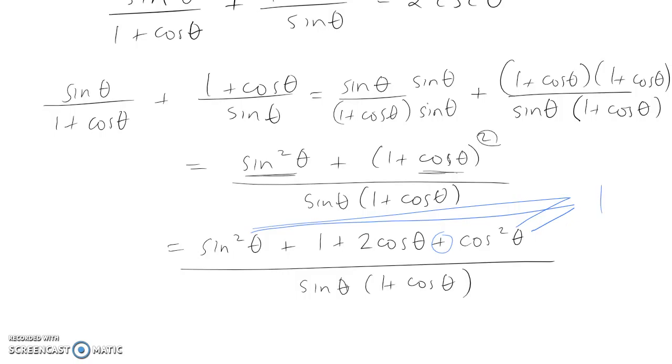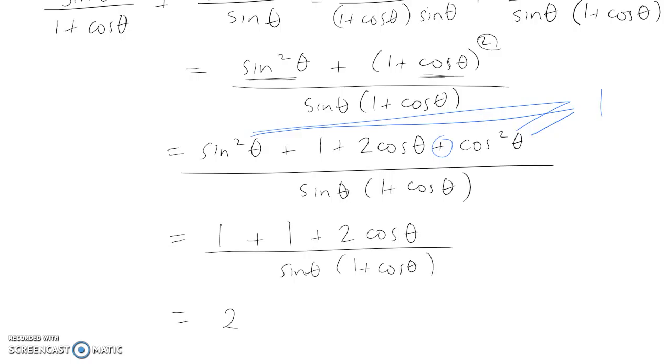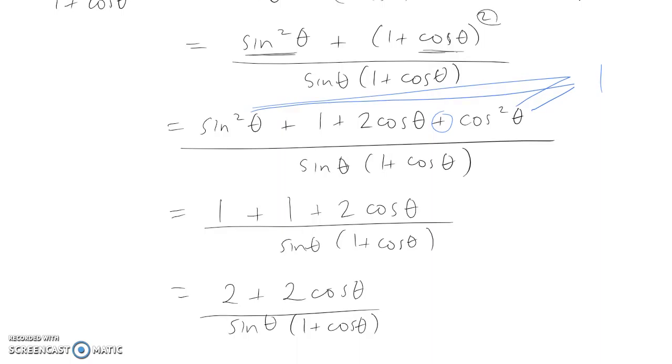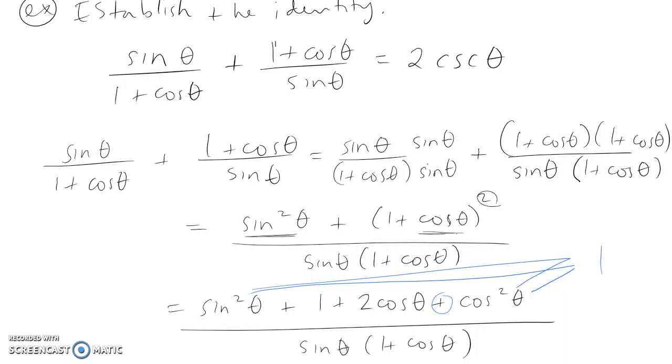Alright? Alright, so what do we get next? Well, we'll replace those guys with a 1. So I have 1, plus there's another 1 up there in the numerator, plus 2 cosine theta, all over sine theta times 1 plus cosine theta. I'm going to combine like terms, always a good idea. 2 plus 2 cosine theta over sine theta, 1 plus cosine theta. Notice I'm not multiplying out the denominator, right? Why not? Well, what I'm headed for is 2 cosecant theta.